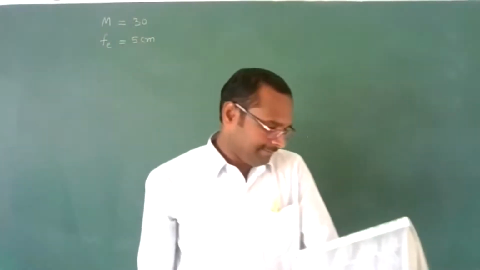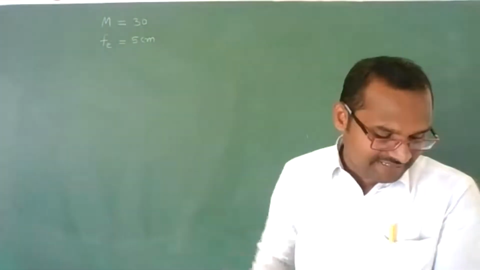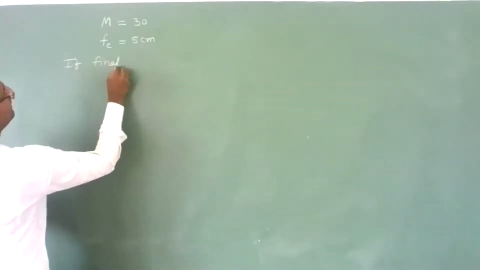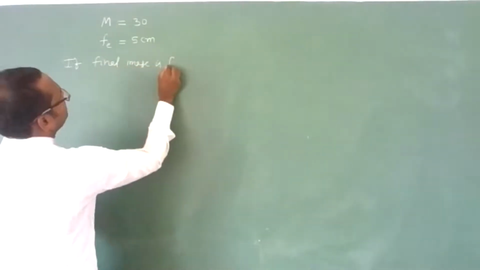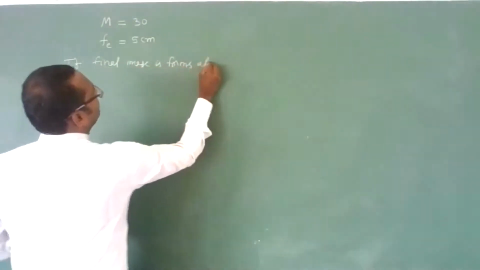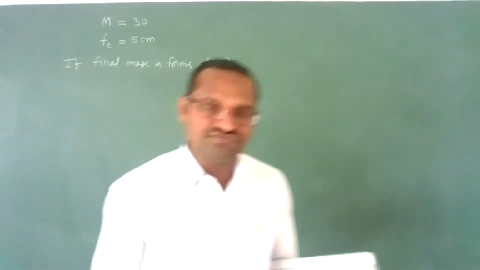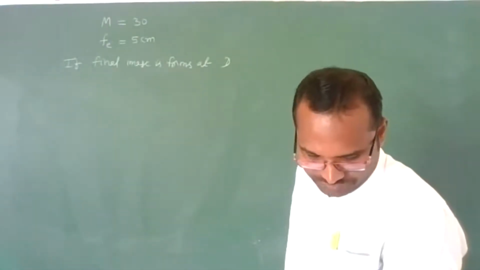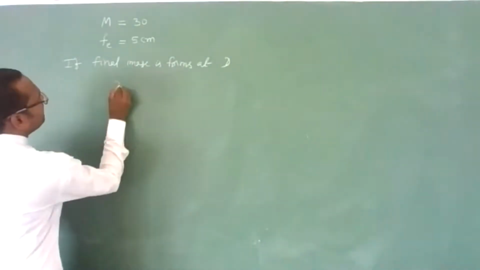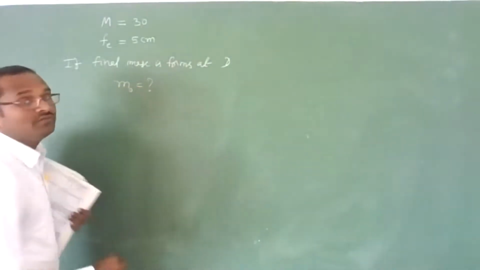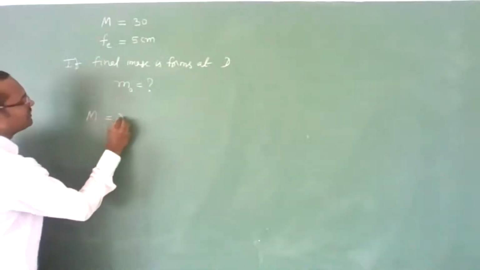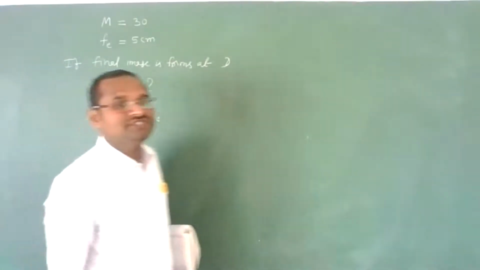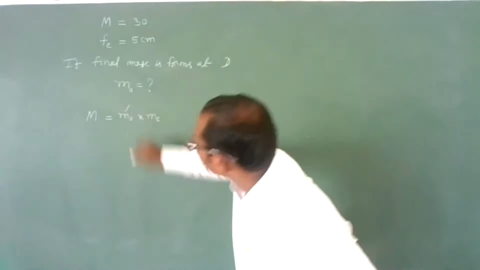Next, assuming the final image to be formed at the distance of distinct vision, capital D. If this has happened, the question is: calculate the magnification produced by the objective lens. Total magnification is the magnification by the objective lens, MO, into the magnification by the eyepiece, ME. This is what they are asking.